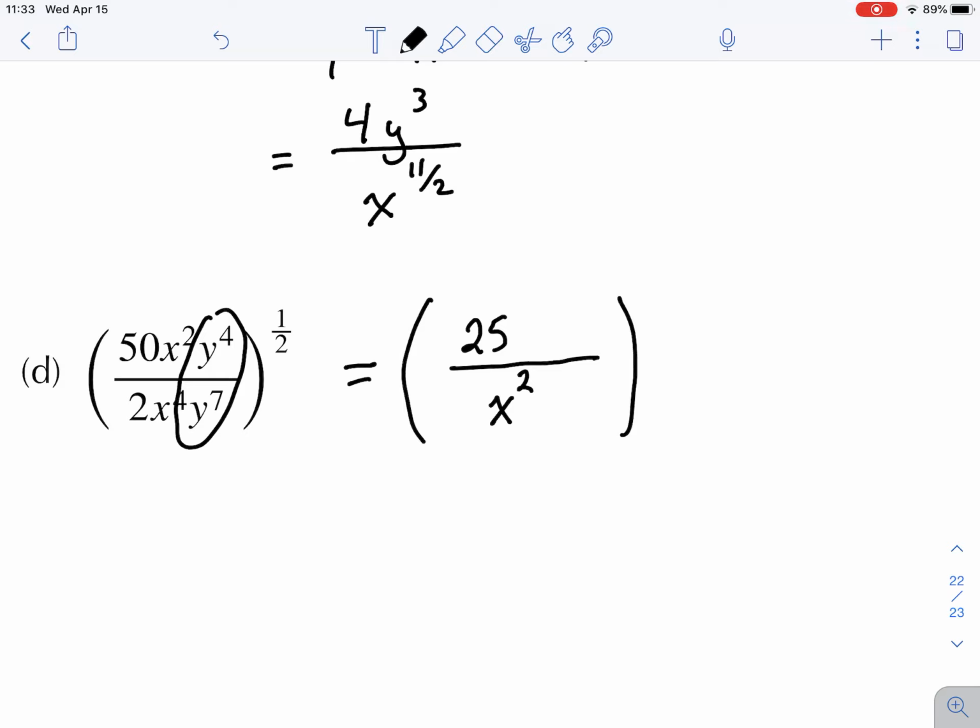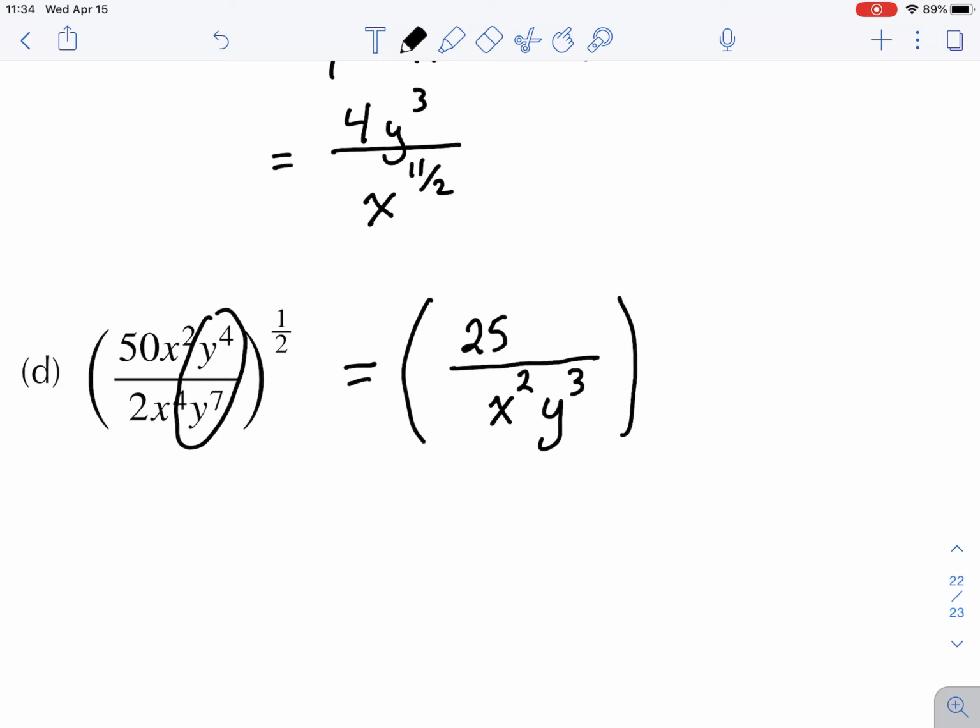Let's look at this next one. We have more y's on the bottom than we do on the top. We've got 4 y's multiplied together in the numerator, and we have 7 y's multiplied together in the denominator. When we simplify that out, we're going to be left with 3 y's in the denominator.